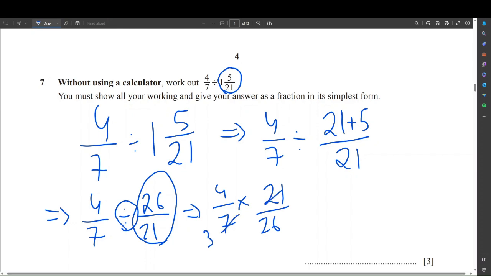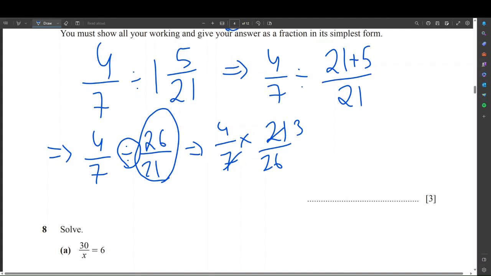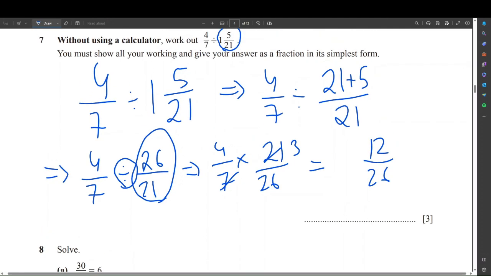So I'll get 4/7 multiplied by 21/26. 21 divided by 7 is 3, so this is going to be 3 over here. Now, all I'm going to get is 4 times 3, which is 12, over 26. Now, it asks for the simplest form. So the simplest form is going to be 12 divided by 2, which is 6, and 26 divided by 2 is going to be 13. So, 6/13 will be the answer.